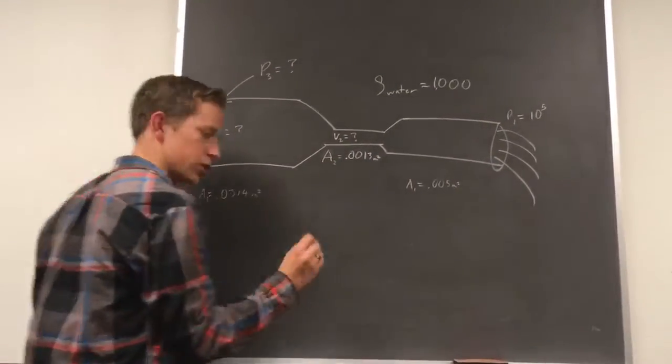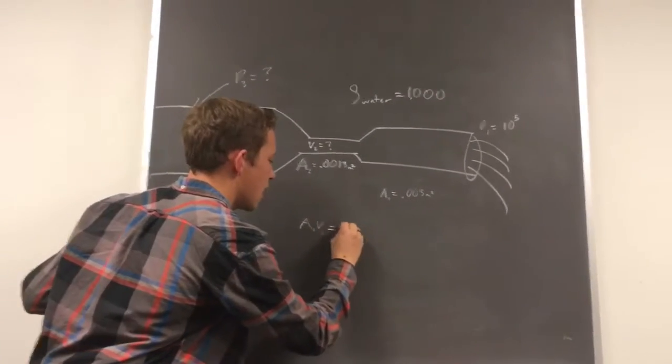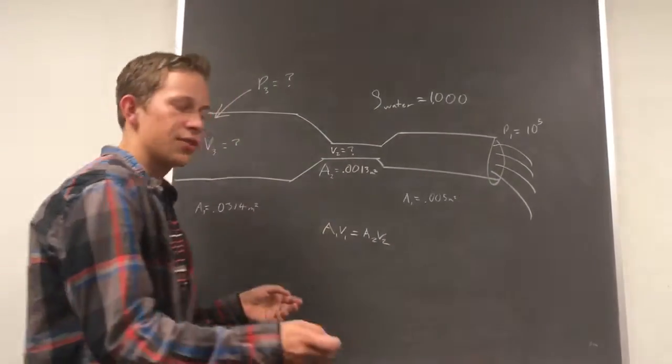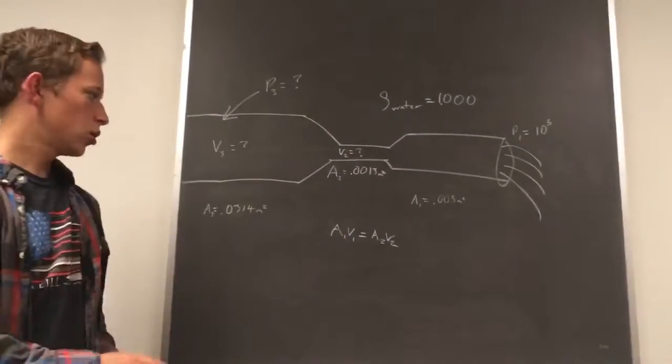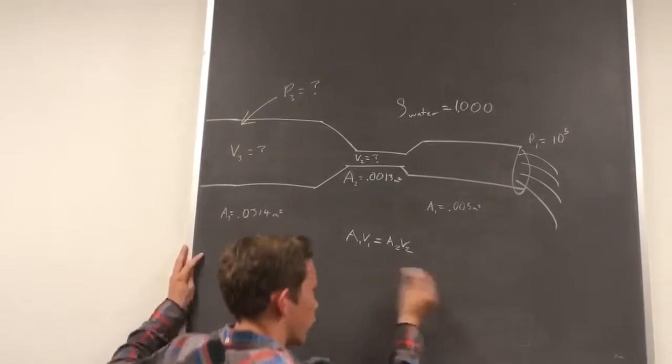This is a newer equation that I haven't shown yet. It is A1 V1 is equal to A2 V2. The reason why they're equal to each other is because the area and the velocity, the same amount of water is moving the same amount of distance no matter what size the container is, just because water cannot be compressed. So now we're going to move on with this problem.